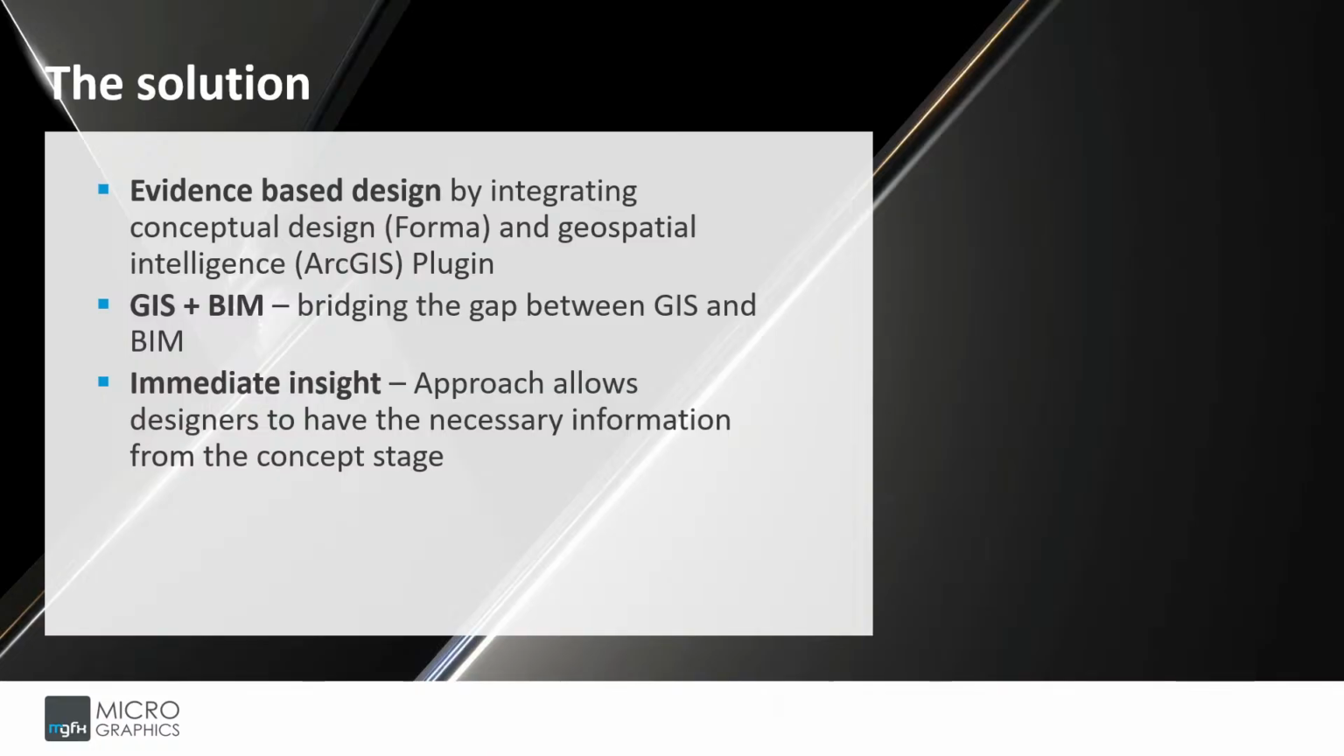Then, combining GIS and BIM bridges the gap between GIS, which is known as Geographic Information Systems, and BIM, which is Building Information Modeling. It enables us to stream authoritative layers such as flood risks, bike infrastructure, and zoning directly onto the live 3D massing model. It also gives us immediate insight, which helps us to understand the constraints of the site better.